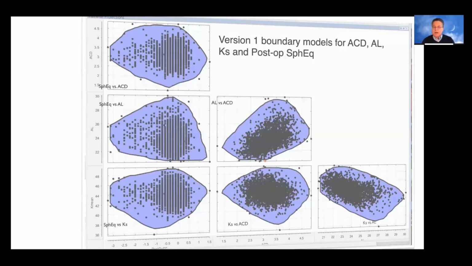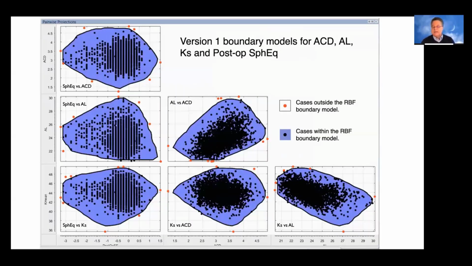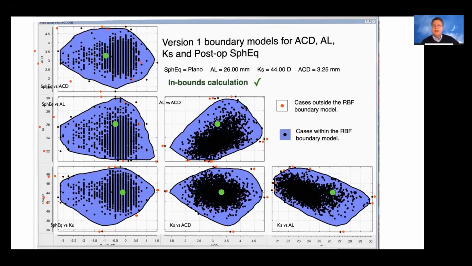So let me just share with you how these boundary models work and how this has an impact on how you will use the RBF formula in daily practice. This is version 1, again, based on about 3,400 cases. We're going to take an eye that's a little bit of an axial myope, but with normal Ks and normal anterior chamber depth. You can see that for the 6 pairwise boundary models that we use to generate an inbounds or out of bounds flag for the user, we're right in the middle. We have lots of data. We can predict that we're going to have a good outcome.